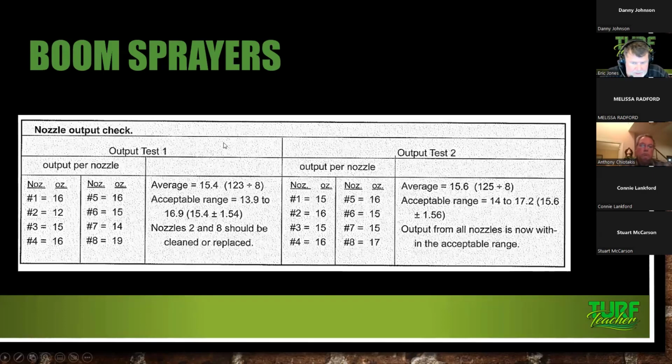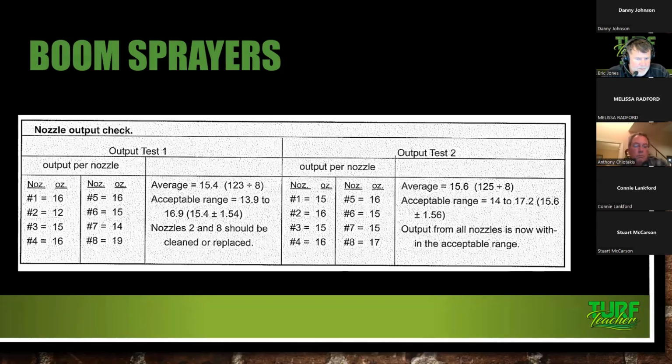So we're going to do 2 output tests, because the first one we failed. We have 8 nozzles on our boom sprayer, and we've collected for number 1, 16 ounces, number 2, 12, number 3, 15, number 4 was 16, nozzle number 5 was 16 ounces, 6 was 15, 7 was 14, and number 8 was 19. And so we're looking at differences of all the way from 12 to 19. That's not good. We can almost tell right there, hey, we're going to have to recheck some of these nozzles or replace them.